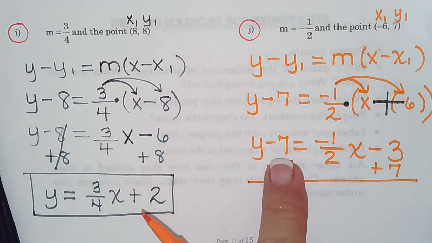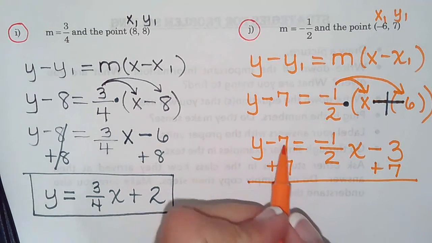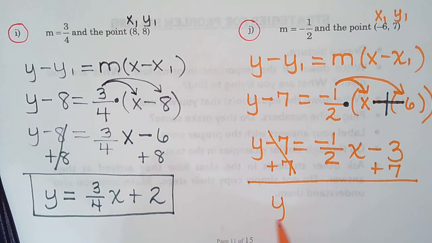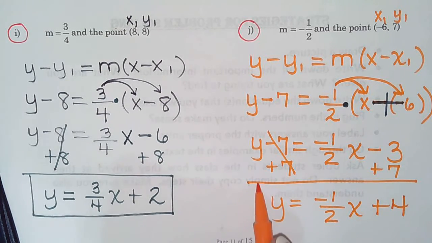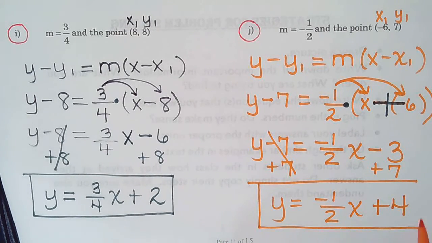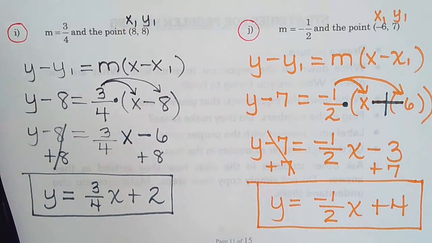So now we have minus 7, so we do the opposite, add 7 to move it over, and we get y equals negative 1/2 x, and 7 minus 3, positive 4. And there we have it. So that's the second type.